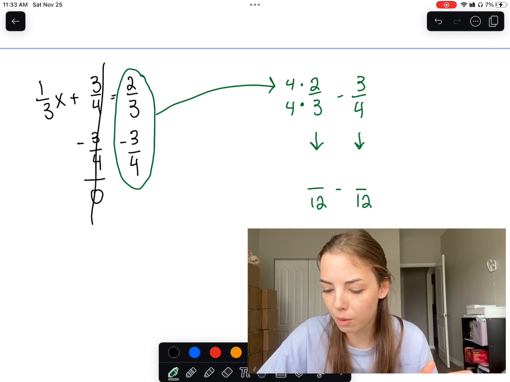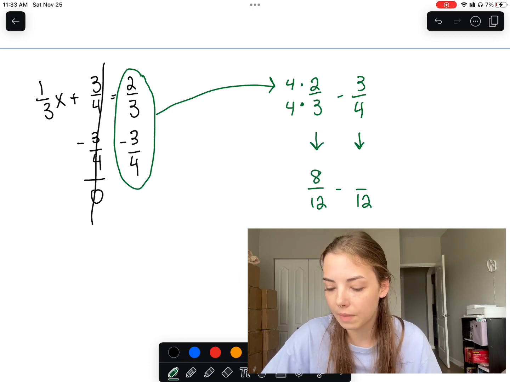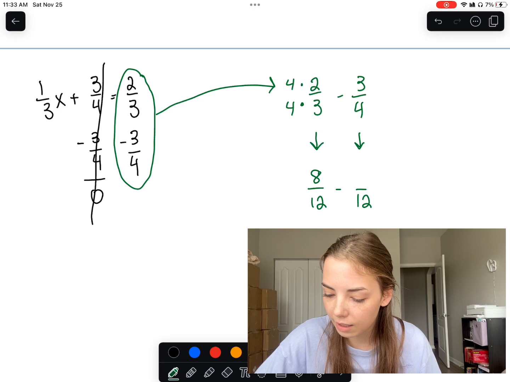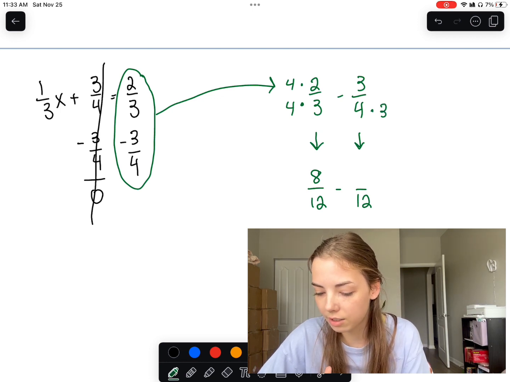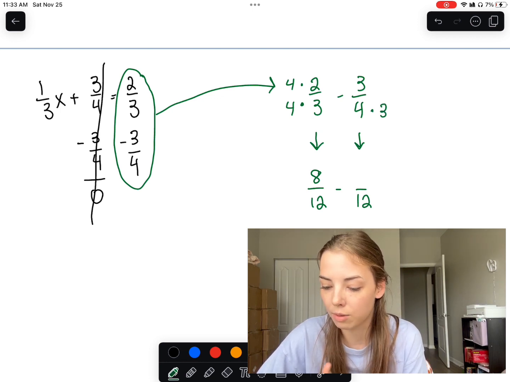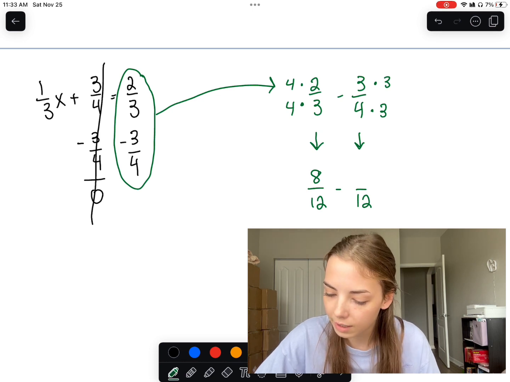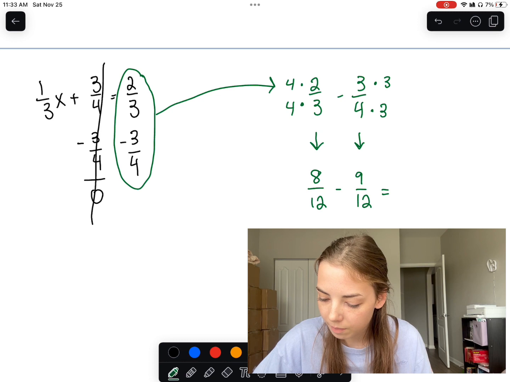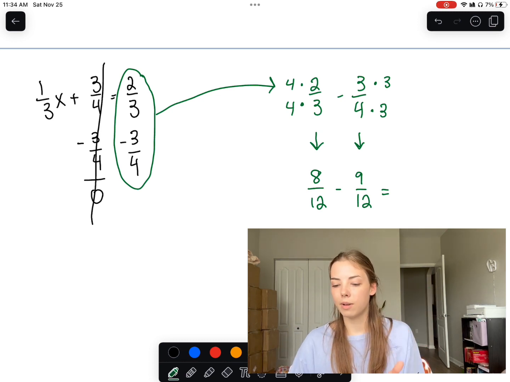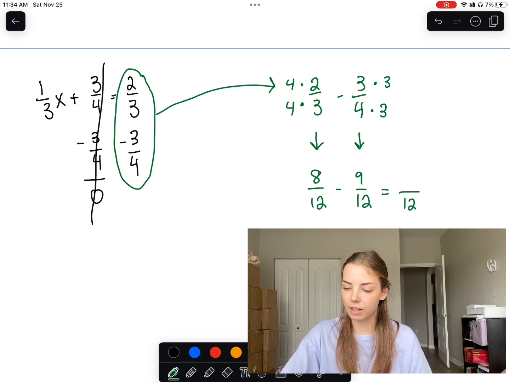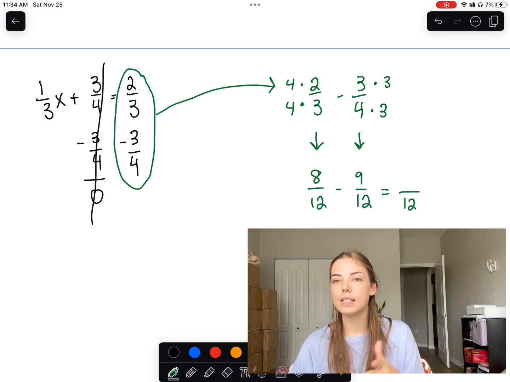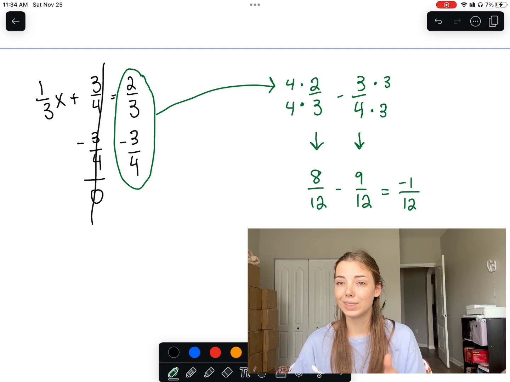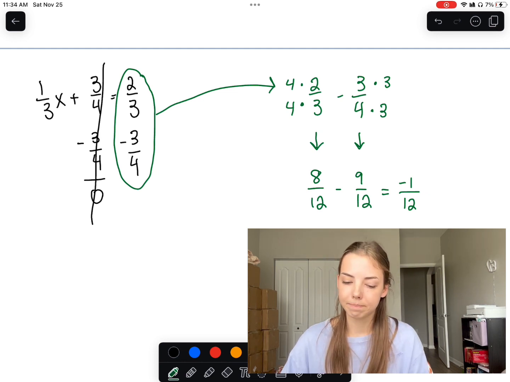So what is 4 times 2? 8. And on this side, we had to multiply 4 by 3 to get 12. 4 times 3 is 12. Got to do it to the top. 3 times 3, 9. So now we're left with 8 over 12 minus 9 over 12. Well, the 12 is just going to slide across, like I said. What is 8 minus 9? -1. So this is a -1/12.